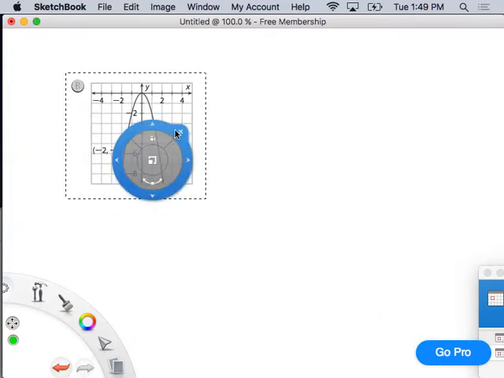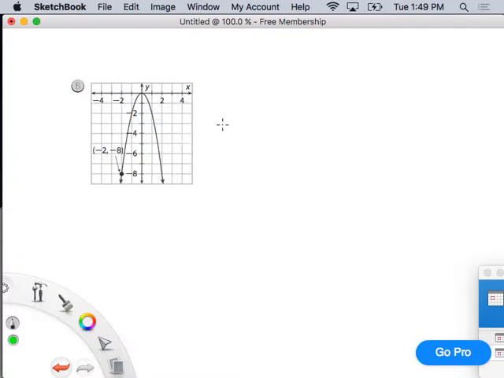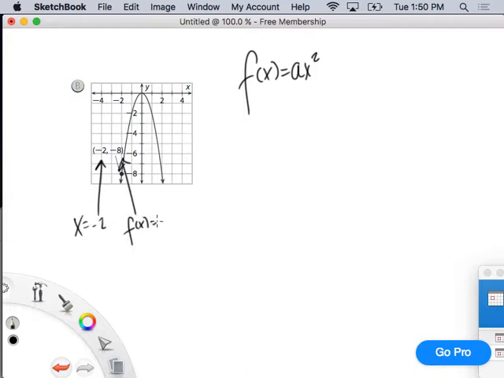Let's give it a look. Where's the vertex of this function? At the origin, right? 0, 0. So my function is of the form f of x equals ax squared. I've been given my point. X equals -2. F of x equals -8.